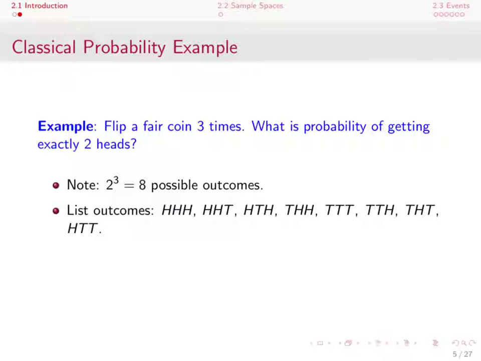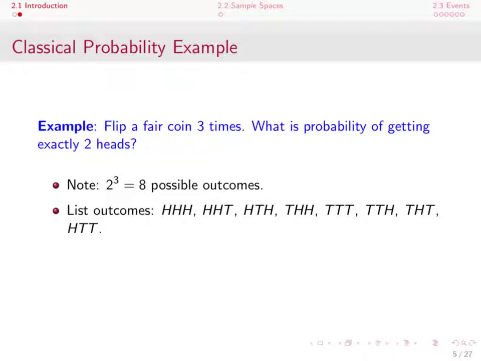So let's revisit the idea of classical probability by way of an example. Say we flip a fair coin 3 times and we're interested in determining the probability of getting exactly 2 heads. To start, we might think about counting the total number of possible outcomes using the strategies that we learned in Chapter 1. If we're thinking in terms of slots, then for the 3 slots there are 2 options for each. So we get 2 to the 3, which is 8 possible outcomes.